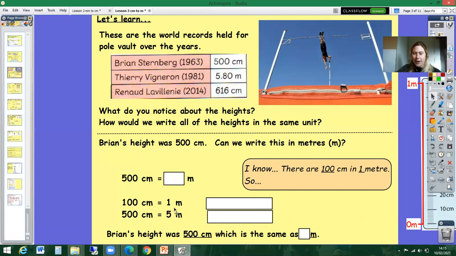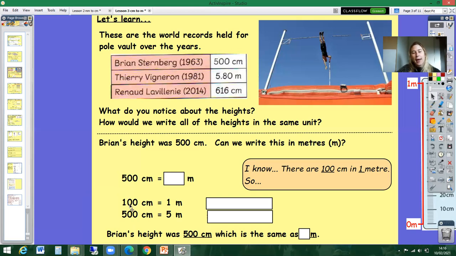Now you might want to pause the video for a moment and think about how I know that. What have I done there? Okay, so hopefully you've realized that actually there's 5 lots of 100 in 500. So if there's 5 lots of 100 here, there need to be 5 lots of 1 here, okay? Now let's look at actually what happens. How did I convert the centimeters to meters? Let's look at what's happened to those numbers mathematically.